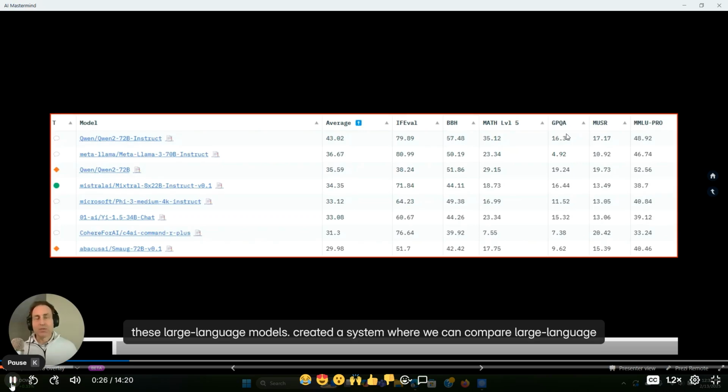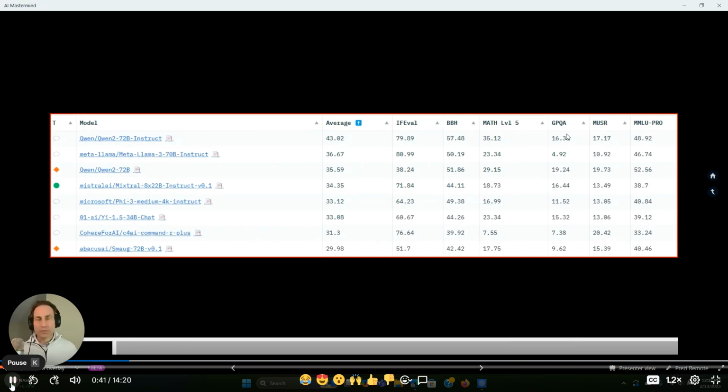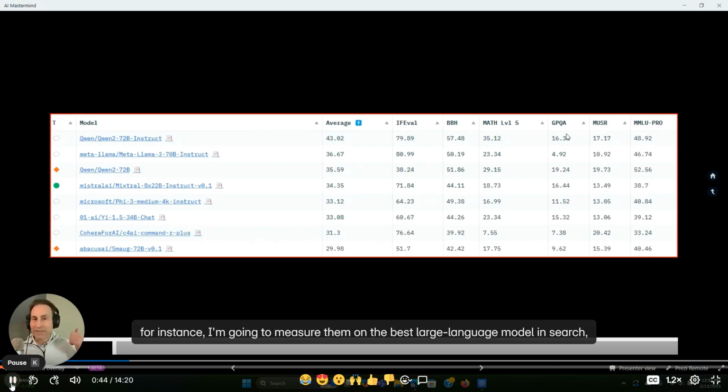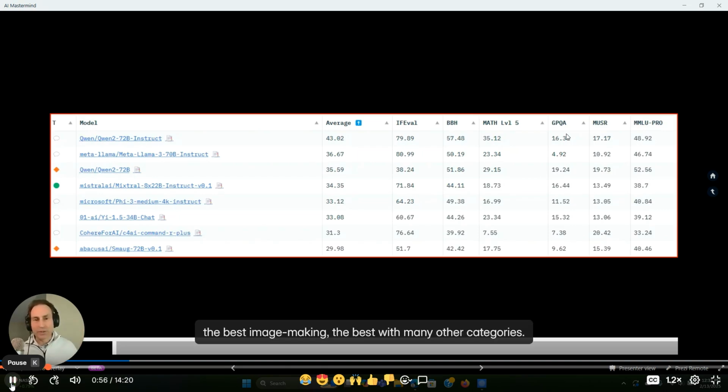I created a system where we can compare large language models for the average user so that you understand what they mean. And it ranks them based on categories that the average person who's using large language models would want to know. For instance, I'm going to measure them on the best large language model in search, document and report writing, the most creative for ideation and social media, the best image making, the best with code, and many other categories. We have 17 different categories to compare.